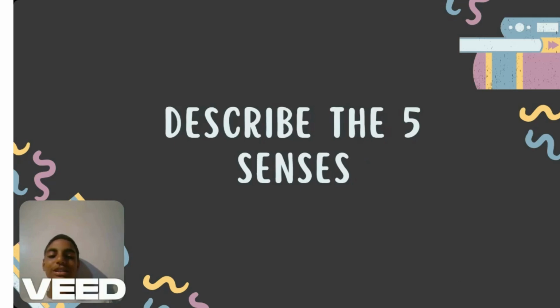Number three, describe the five senses. If you describe the five senses in your story, it will be amazing. This is because the reader will also feel the five senses because he can imagine it. When you keep writing stories and reading them, you will start realizing what I mean. So, describing the five senses is very, very important.